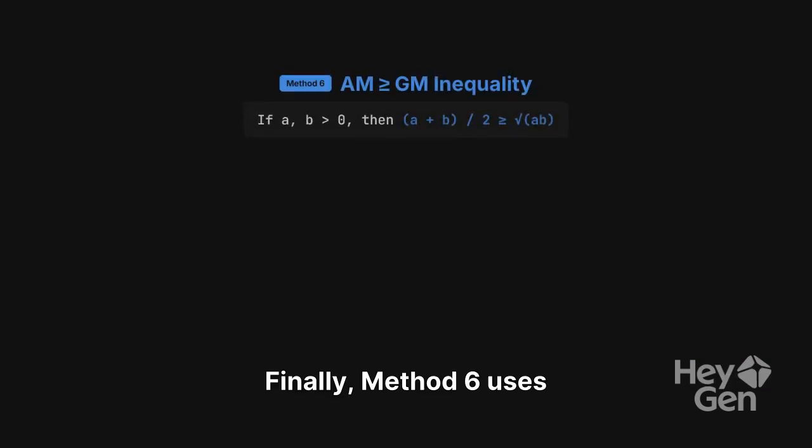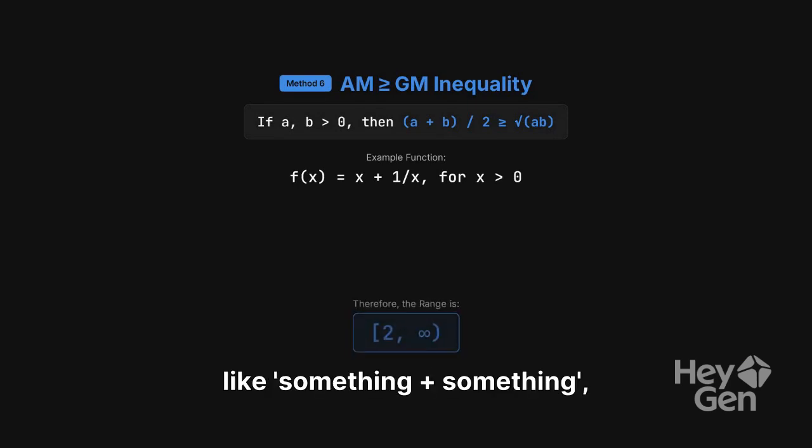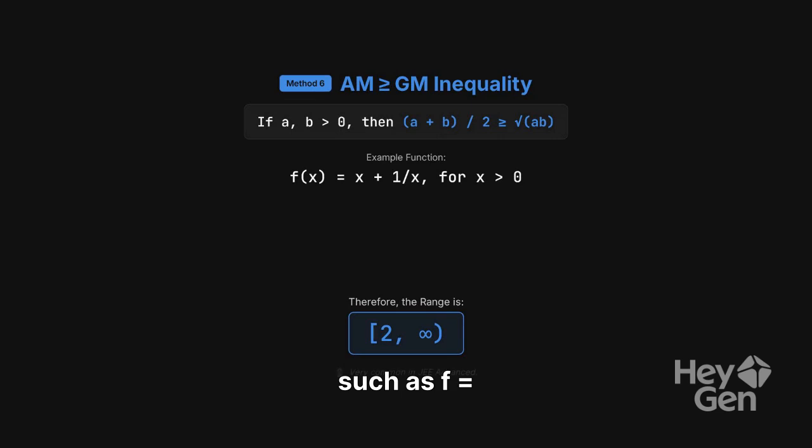Finally, Method 6 uses the AM greater than or equal to GM inequality. If an expression looks like something plus something, such as f(x) = x + 1/x for x > 0, then AM ≥ GM gives x + 1/x ≥ 2. Therefore, the range is [2, ∞). This is very common in JEE Advanced.